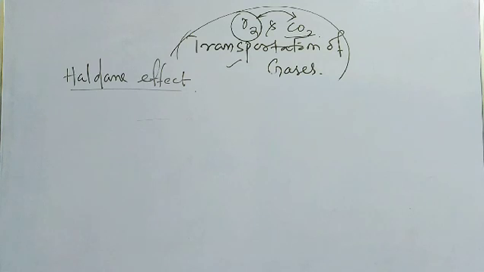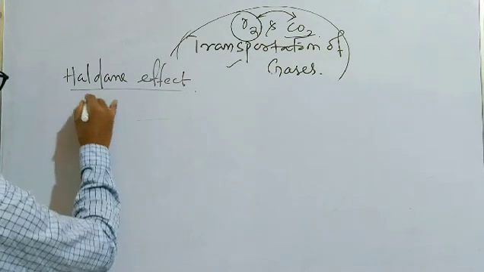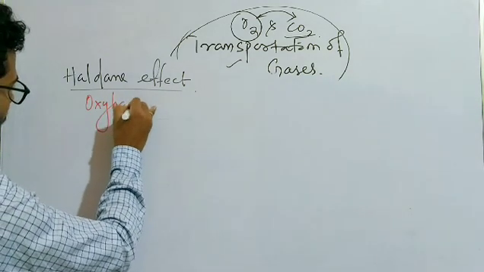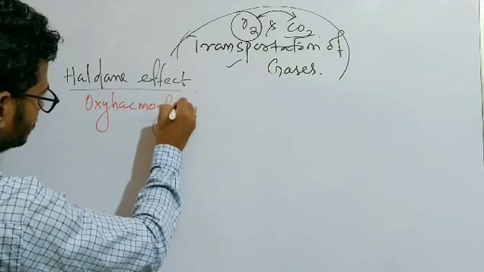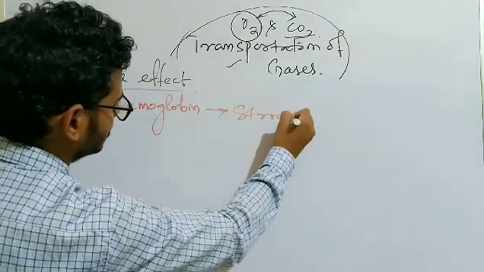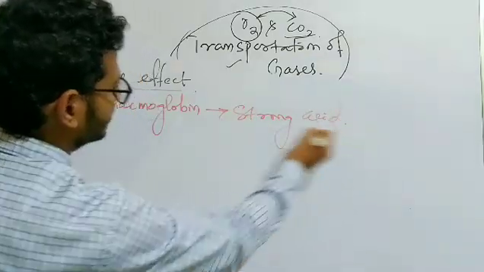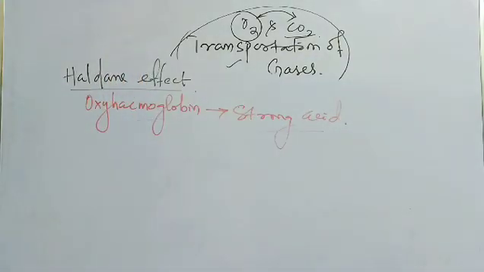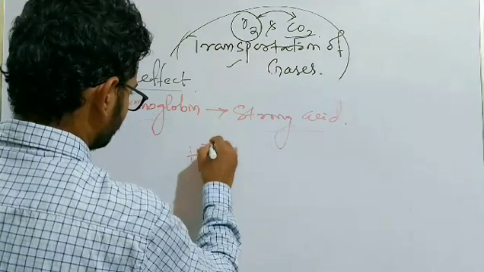Oxyhemoglobin behaves as a strong acid. When it behaves like a strong acid, as more and more oxyhemoglobin forms in the lungs, it releases more and more H plus ion.